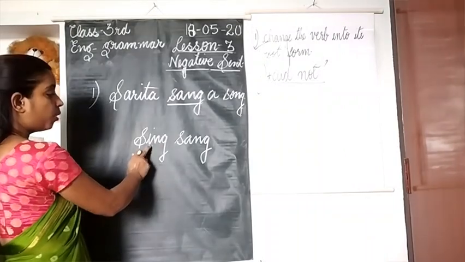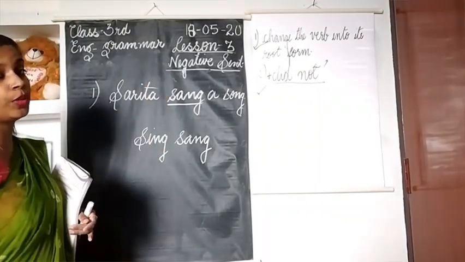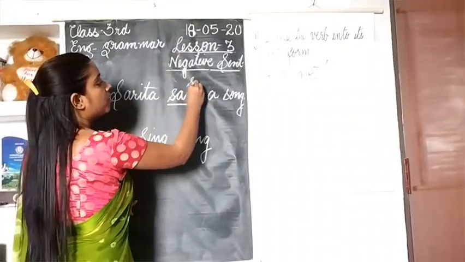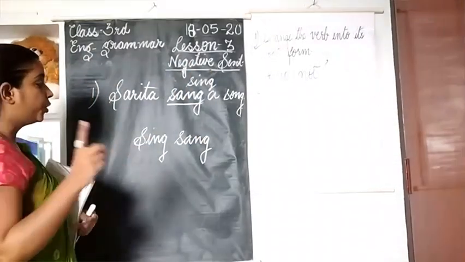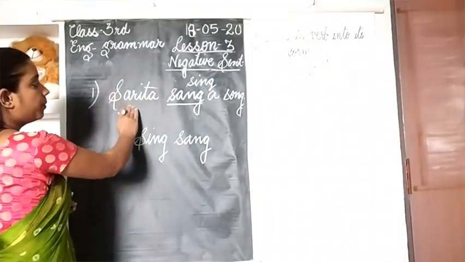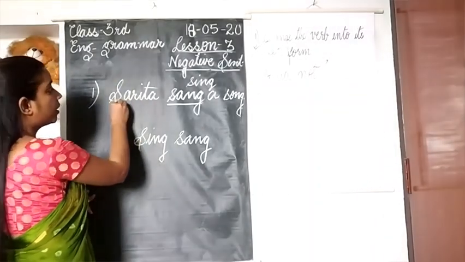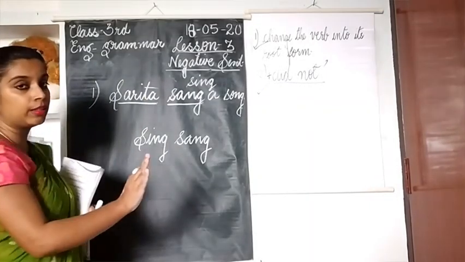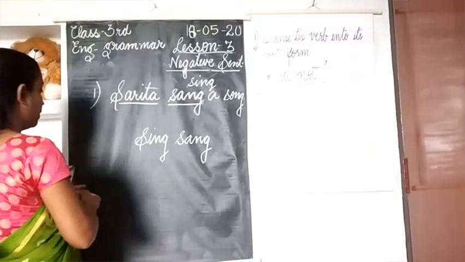Which is the second form of sing. So what you need to do is change the verb into its root form. The root form of sang is sing. It will be changed into sing, which is the root form of the verb. Now I told you that whatever the subject is, whether it is singular or plural, you will add did not after the subject.